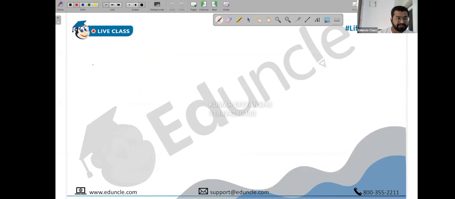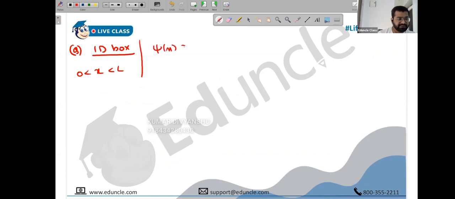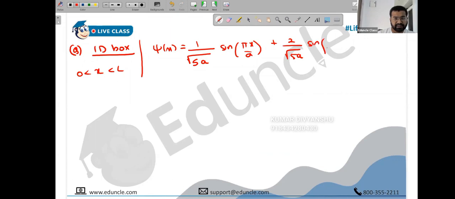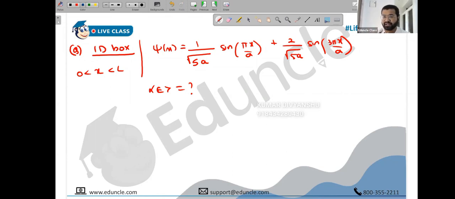Here we go. Let's take a question. So they have given us that there is a 1D box, and the length of x is between L and 0. They have given us a wave function, which is given by 1 upon root of 5a into sine pi x by a plus 2 upon root 5a into sine 3 pi x by a. And they're asking us to find the expectation value of energy this time. By the way, the 3D box is done. Now we're taking a random problem. You can give random problems on 1D, 2D, 3D.